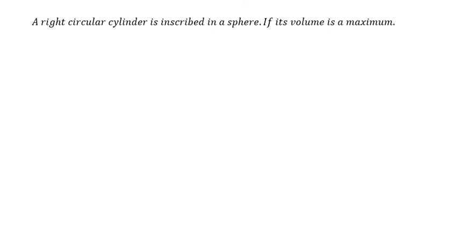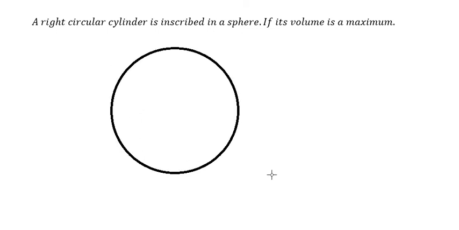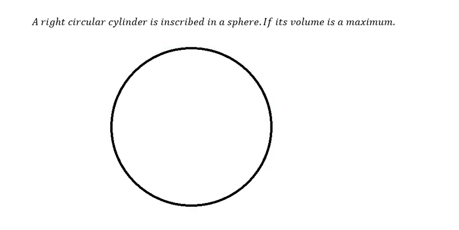So now I will show you the answer. A right circular cylinder is inscribed in a sphere. Find its volume if it is a maximum. We have the sphere in here and the cylinder that should be like this.